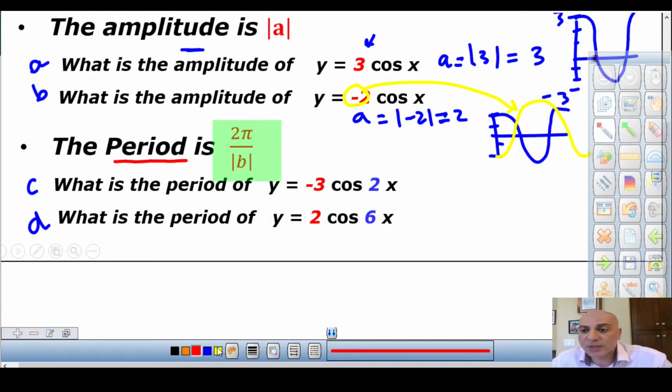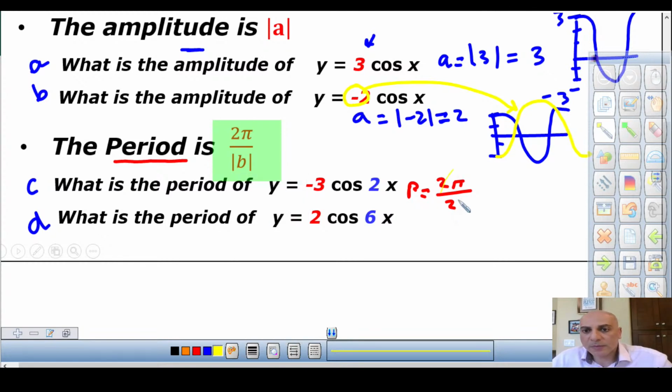So here's the first example. What is the period for y equals -3 cosine 2x? Let me use the period formula here. Period equals 2 pi divided by 2. The 2 is going to cancel.